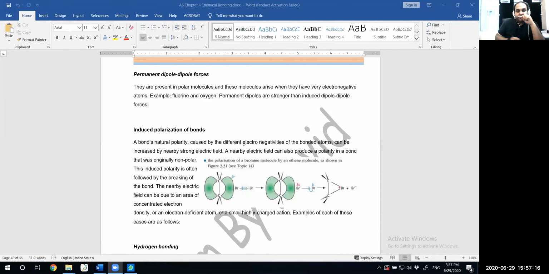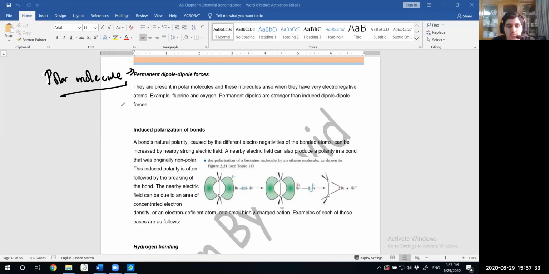So permanent dipole is for polar molecules. You people know what a polar molecule is, right? Polar molecules have an asymmetrical shape and an overall charge.